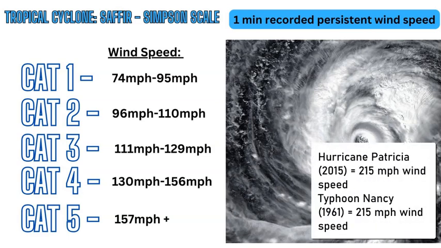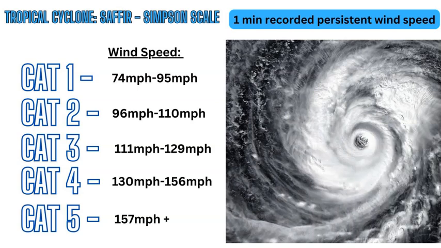However, there have been some hurricanes and typhoons, especially typhoons, that have exceeded 157 miles per hour. Now, in the western Pacific especially, these typhoons have a different scale. They don't use the Saffir-Simpson scale. This is more popular in the Atlantic and the eastern Pacific basins, where we have hurricanes form, and hurricanes are categorized using this scale.